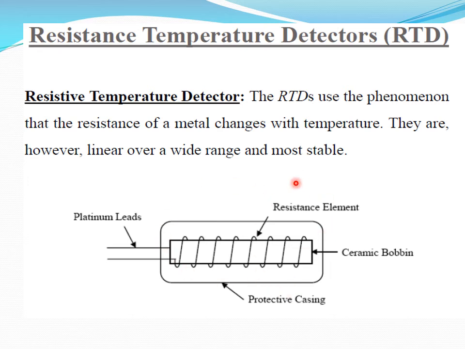So schematically it is represented. You have a resistance element that is wound around a ceramic bobbin. This is the resistance element which is going to change its resistance according to the temperature. As the temperature changes, the resistance of this wire keeps on changing, and that is enclosed in a protective casing. Through a platinum lead, you are taking it outside. The monitoring is from this lead.